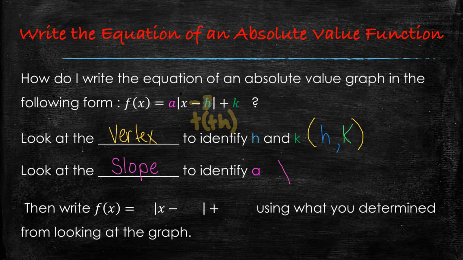So if the absolute value opens up, then your a is positive. And if the absolute value opens down, then a is negative. So I'm just going to abbreviate negative. Okay? And then at that point, you're going to write the absolute value function using what you determined from looking at the graph. So the a is going to go in the front right here. And then you'll have your h that's going to go inside the absolute value bars, and then you're going to have the plus k on the end.